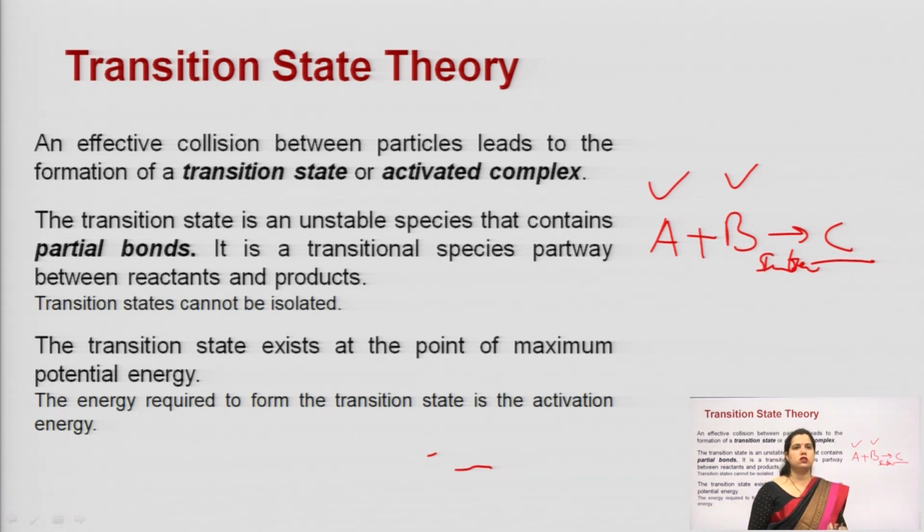The transition state is basically an unstable species that contains partial bonds, right. It is a transitional species, a pathway between reactants and products. In simple terms, we say A plus B will give C. C is the product, A and B are the reactants of the reaction, and during this process intermediates may form, right. Some intermediates may form, and these are unstable species that contain partial bonds.